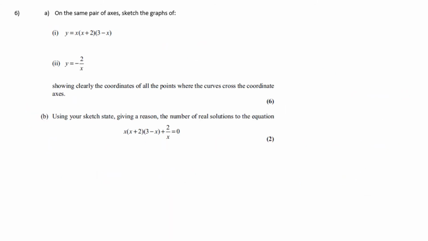Number 6. Okay, a lot of you got this absolutely right. So we've got the roots here. The roots are 0, minus 2, and 3 from the brackets there. Whatever makes the bracket equal to 0. So therefore, you're going to get a curve which goes through 0, minus 2, and 3. It's going to be a minus x cubed because of that minus x there. So it's going to curve this way, like that.